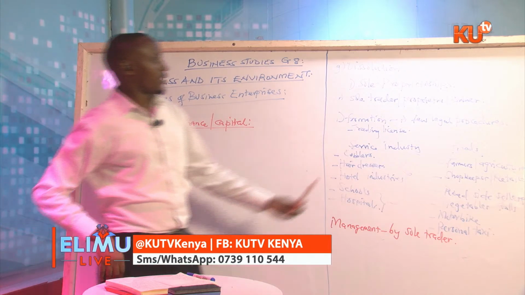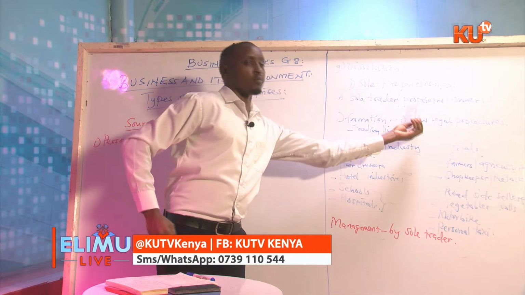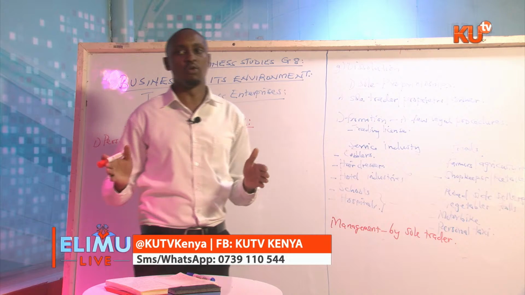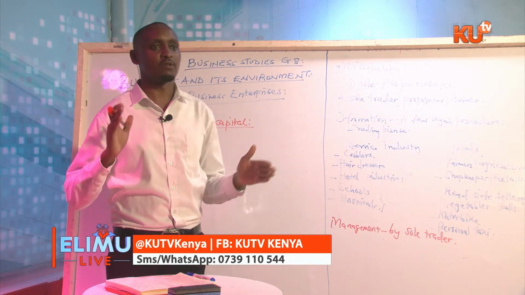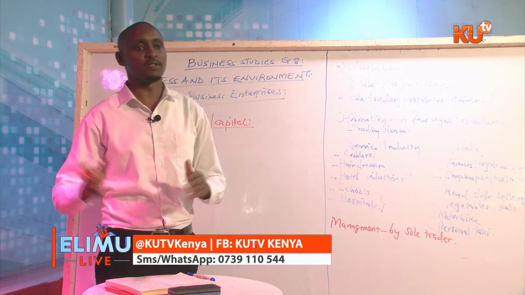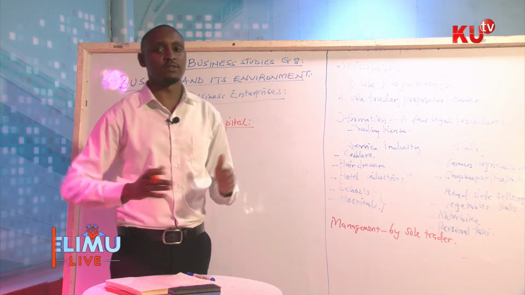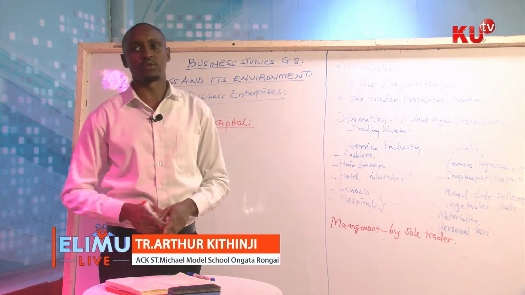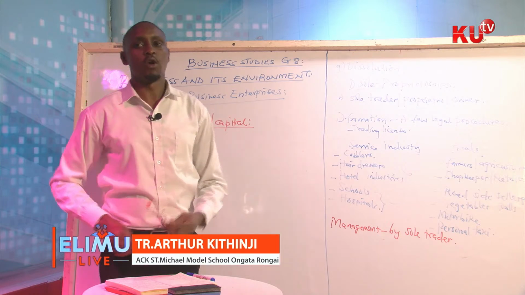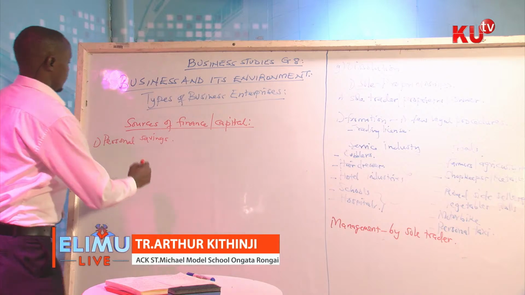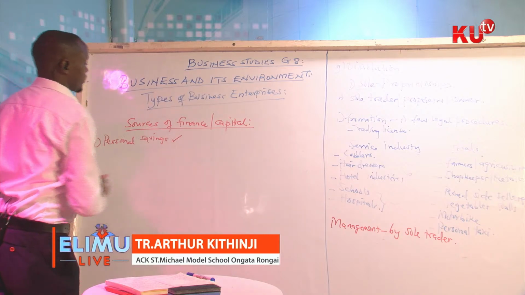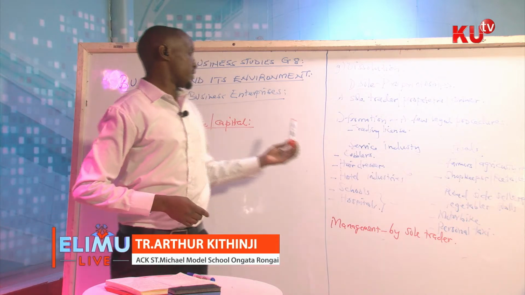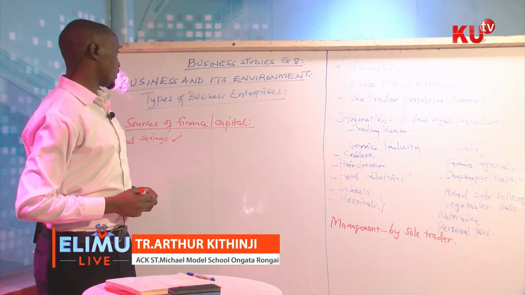Being the dream of the sole proprietor to start this kind of business, they must have a goal. Maybe say that by the end of this year, I want to start a business worth 50,000. So I'm going to save 5,000 for the next 10 months to raise enough capital to start my business. When this person does that, the major source of capital is what this person will have saved.